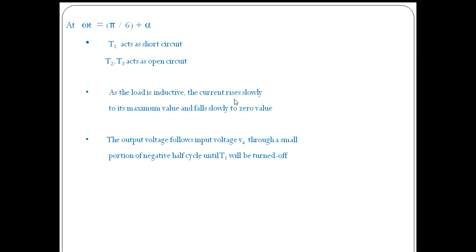As the load is inductive, current rises slowly to its maximum value and falls slowly to zero. The only change is the current will not change suddenly, because the load is consisting of inductance. It will not rise suddenly, it will not reduce suddenly. The output voltage follows the input voltage through a small portion of negative half cycle until T1 is turned off. Next, incoming thyristor T2 will be fired at an angle of 5 pi by 6 plus alpha.